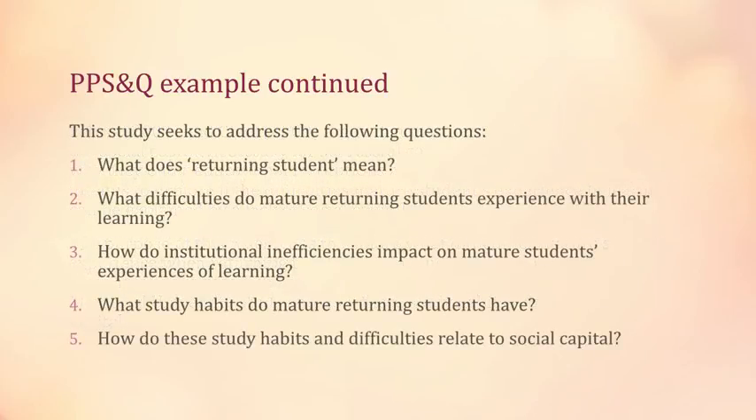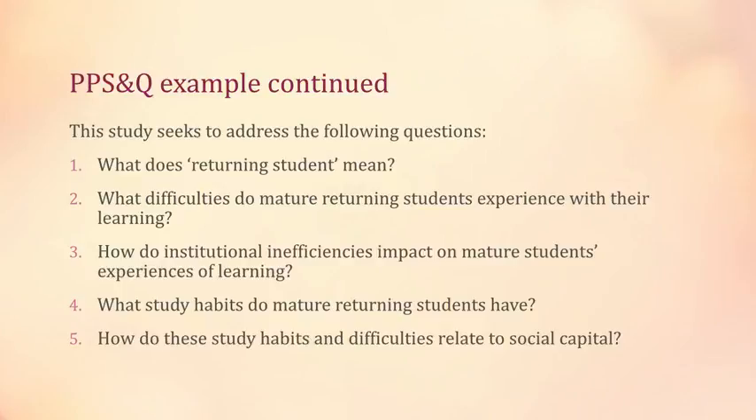So now we come to the questions. The study seeks to address the following questions. What does returning student mean? What difficulties do mature returning students experience with their learning? How do institutional inefficiencies impact on mature students' experiences of learning? What study habits do mature returning students have? How do these study habits and difficulties relate to social capital? So what I've done is I have put in a plum pie question in these 5 questions. Now I wonder if you can see which question doesn't belong here.